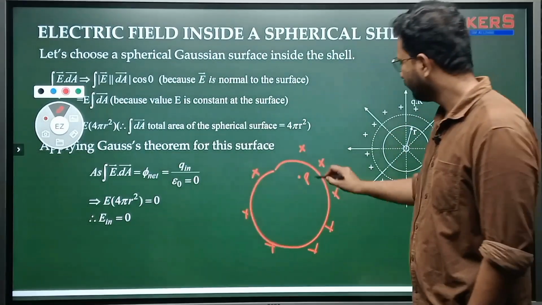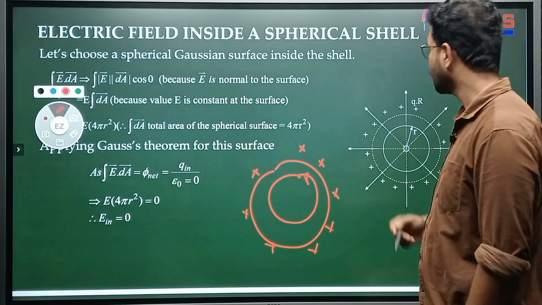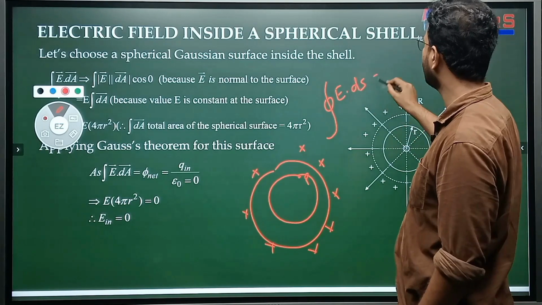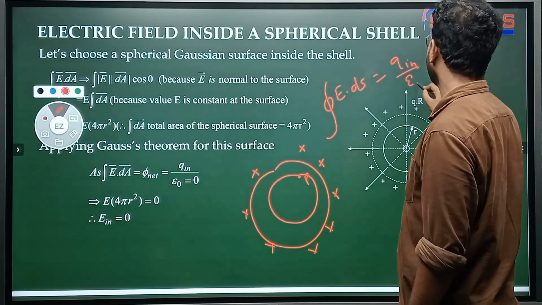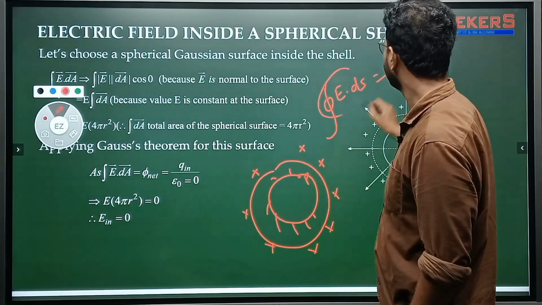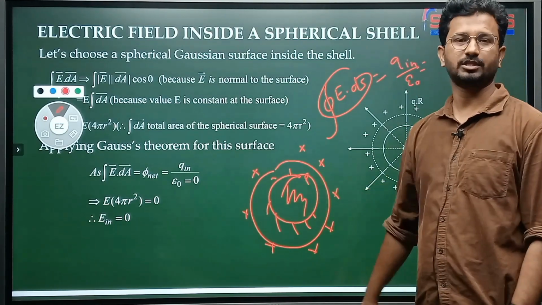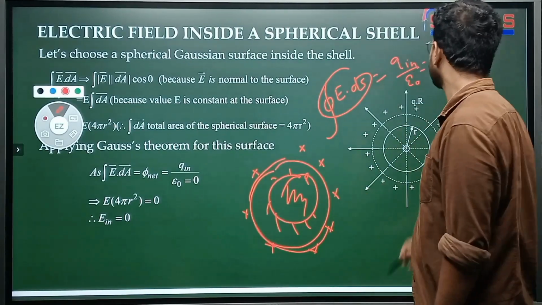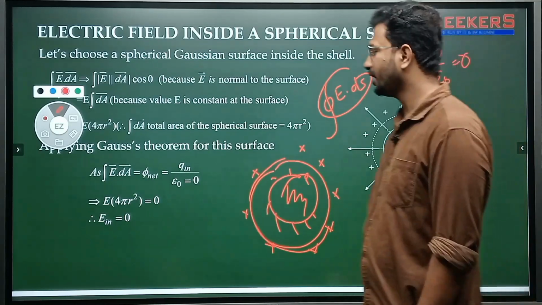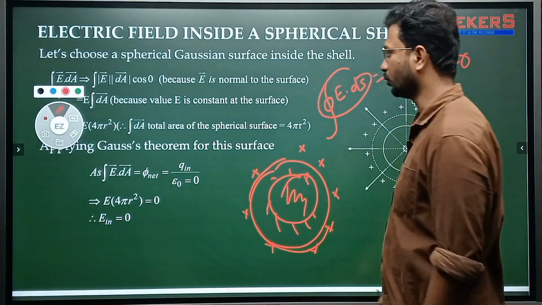What will we do? We'll make a Gaussian surface passing through this point. What does Gauss law say? E dot ds, the total flux through a closed surface, is equal to Q internal divided by epsilon naught. On the right-hand side, Q internal by epsilon naught, there is no charge contained in this Gaussian surface because the charge is on the sphere. So this part will become 0. 0 by epsilon naught is 0. So the electric field will become 0. That's why the electric field inside a spherical shell is also 0.